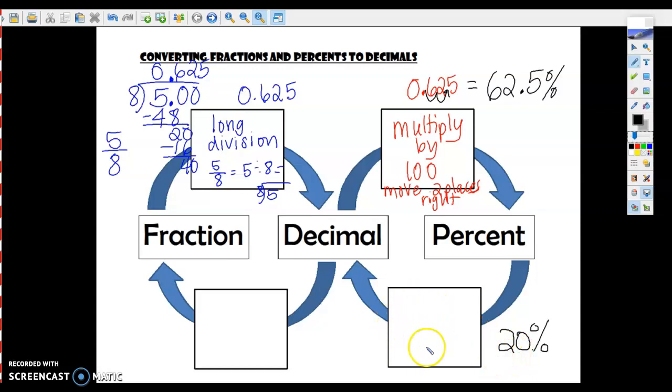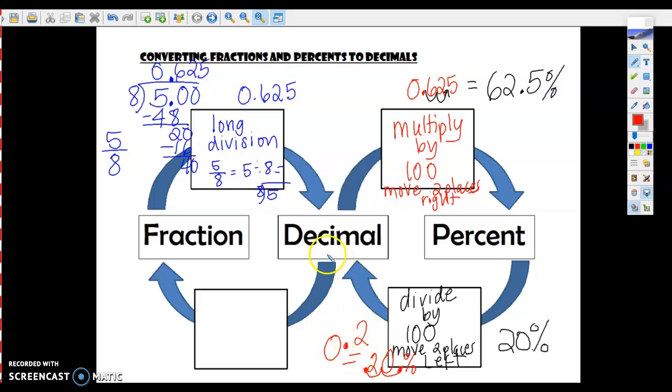Fill in your chart, divide by 100, move 2 places to the left, and do your math. Pause the video and check your answers. So if you did your math correctly, and you wrote divide by 100, we're going to move 2 places to the left, and now we're at 0.2.